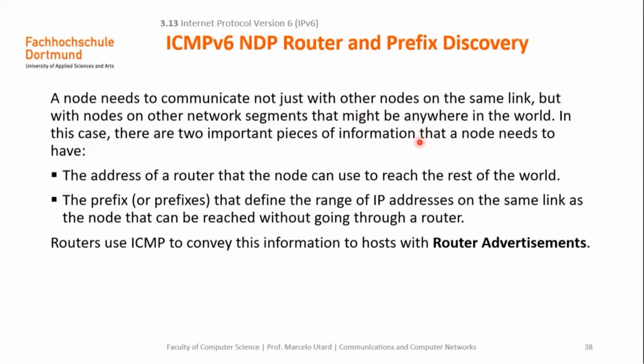In this case, there are two important pieces of information that the node needs to have. The address of a router that the node can use to reach the rest of the world, and the prefix or prefixes that define the range of IP addresses on the same link as the node that can be reached without going through a router. That is the prefix in order to know which are the local destinations. Routers use ICMP to convey this information to hosts with router advertisements.